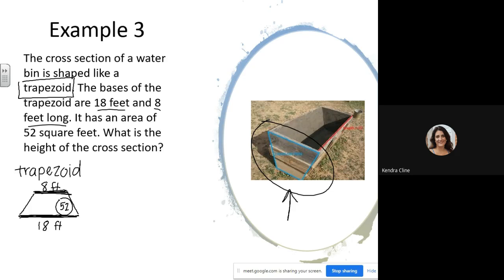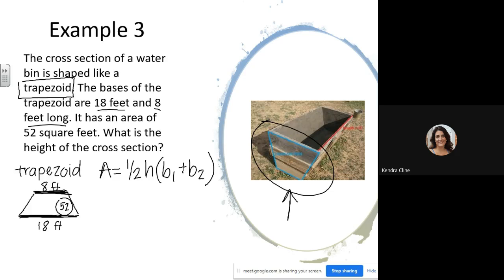So they're asking this time, what is the height? So what we need to do first is we need to write our area formula for a trapezoid. Again, that's where you should be using your cheat sheet. You're going to find a trapezoid and write the formula that we recorded on that sheet.